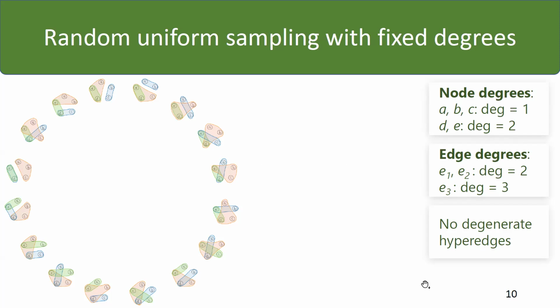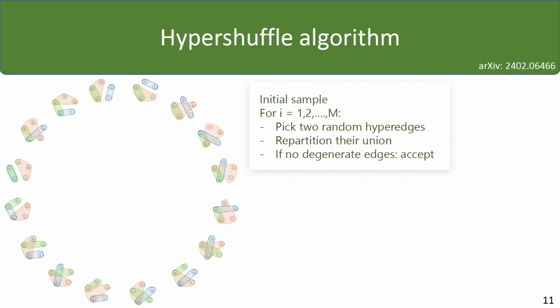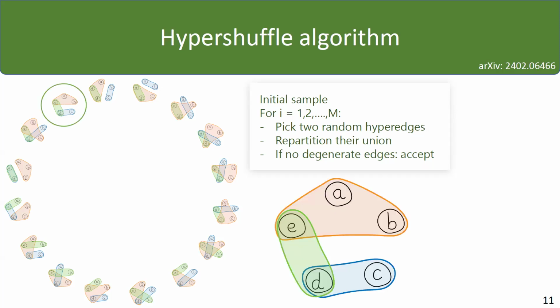Right. So I'm going to present the first algorithm to generate one of these uniformly at random. It's called the hypershuffle algorithm. And to use it, we need to have at least one of these to start with, which we call the initial sample. Let's say it's this one.